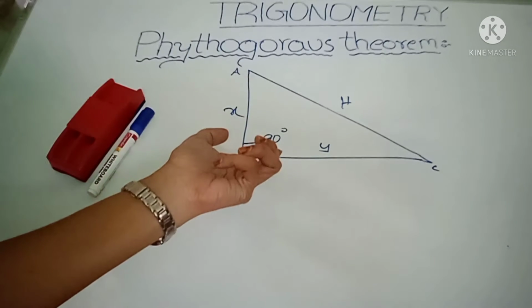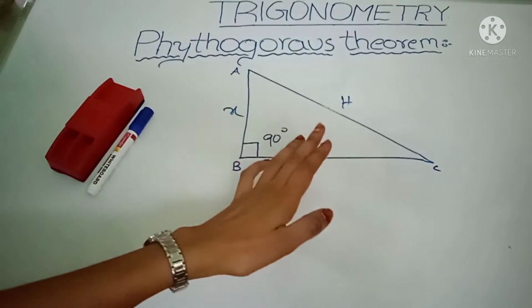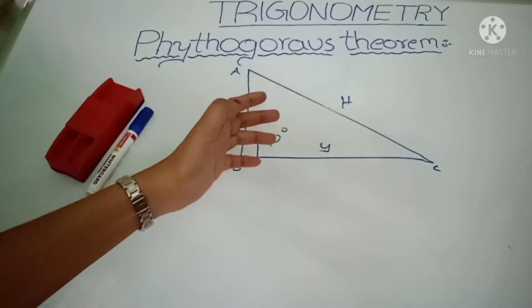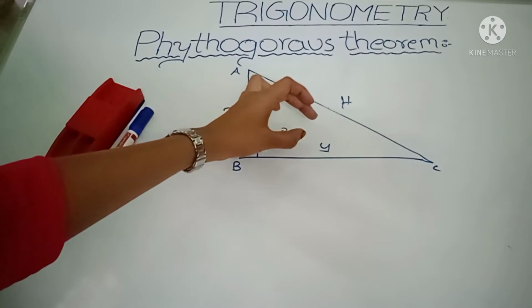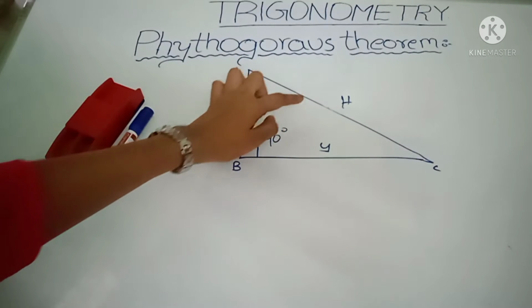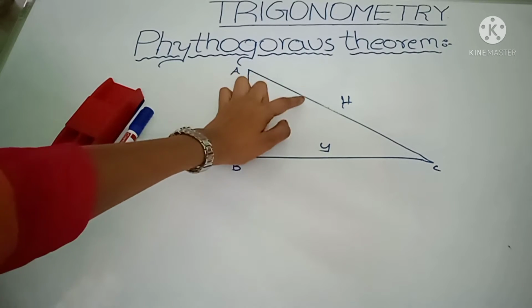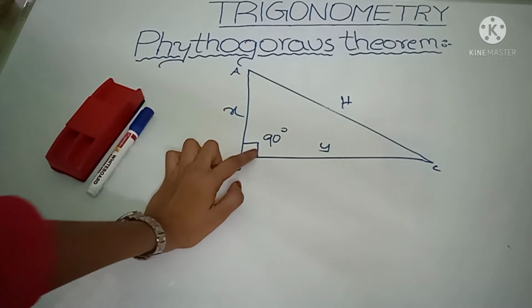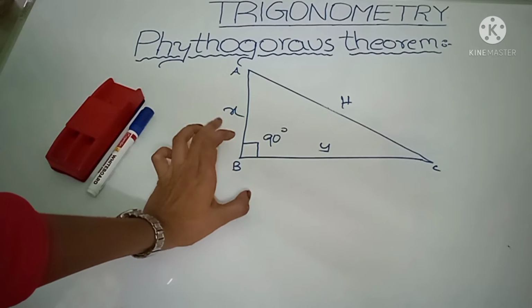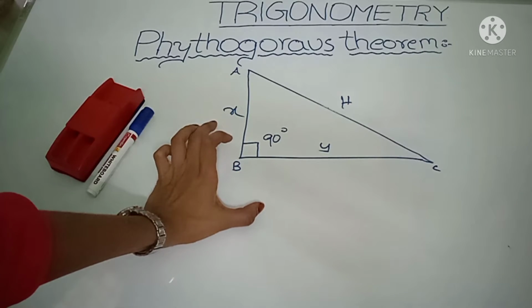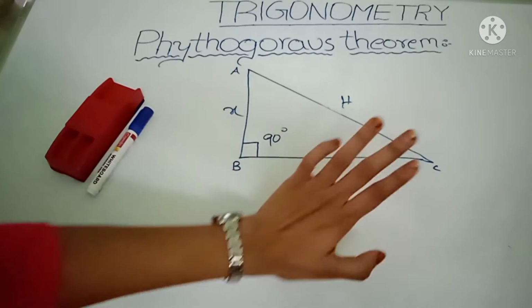Which one is the hypotenuse side? In our previous class, I said that in a right angle triangle, the side which is opposite to the 90 degrees is known as the hypotenuse. The two remaining sides are AB and BC, and here AC is the hypotenuse.